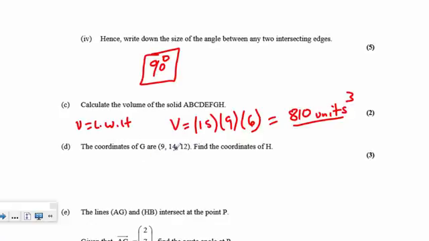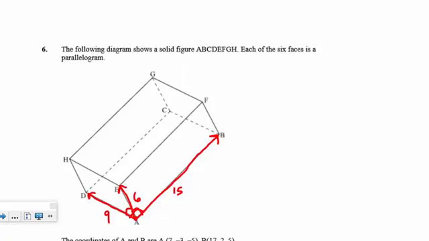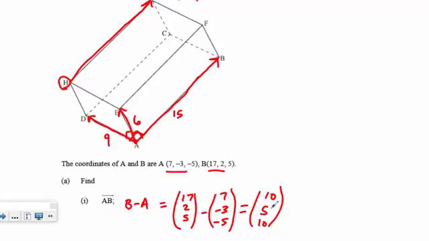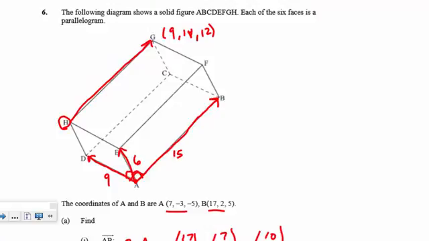The coordinates of G are 9, 14, and 12. Find the coordinates of H. Alright, so let's write that on our little diagram, 9, 14, and 12 for G. So G right here is 9, 14, and 12. And what they ask me for is what are the coordinates for H right here. I have a vector going from H to G that is actually parallel and equal in magnitude to the vector AB. So that's what I'm going to use to get this answer. You see, I have found AB already. AB right here is what? 10, 5, and 10.